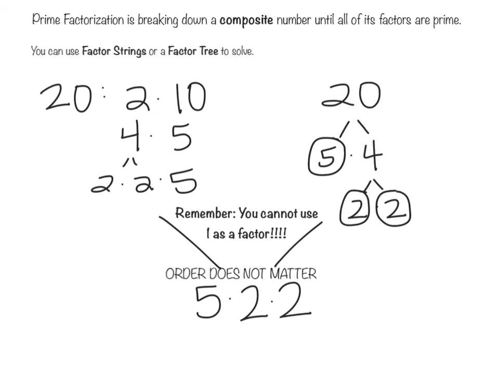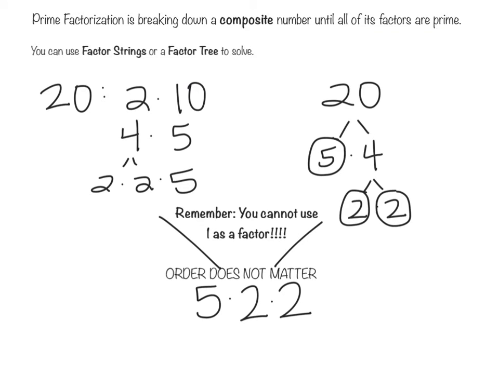All right. So prime factorization is breaking down a composite number until all of its factors are prime. And remember, a composite number is a positive integer with more than two factors. So it's a number that has more than two factors, okay? A prime number only has one and itself. A composite has more than those two factors of one and itself.